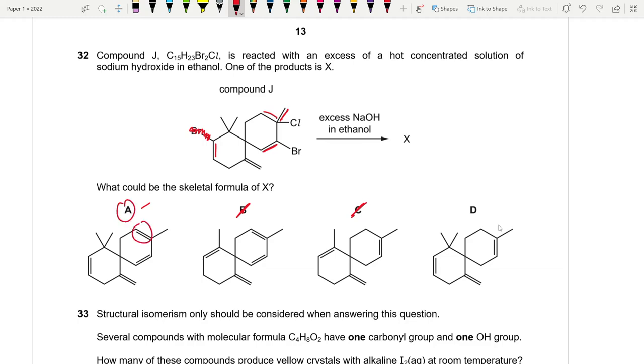32 is A, here and here. That's the reason. Okay, so we got rid of this and got this bond here. We got rid of this, got this bond here. Got rid of this, got a bond here.